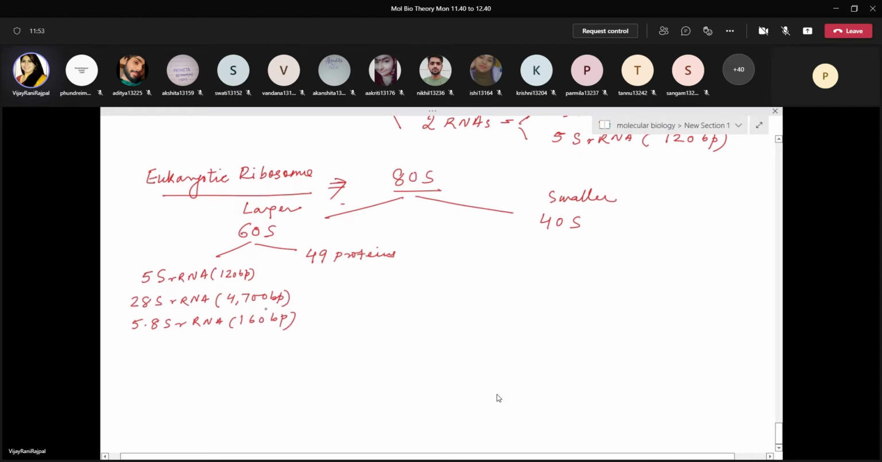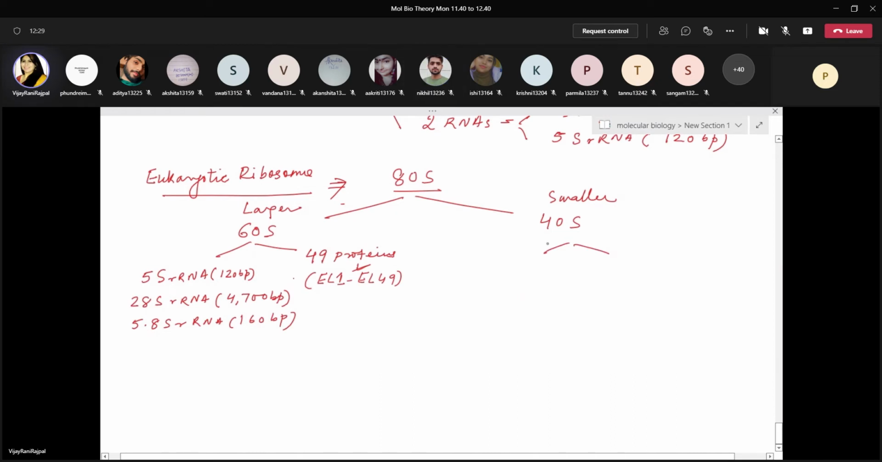All right, so 49 proteins, and these proteins are labeled as EL1 to EL49. E, the prefix, is for eukaryotes to differentiate it from prokaryotes. In prokaryotes, for larger subunits, we use just L. So here we are putting E to specify that these proteins are from the eukaryotic large subunit of ribosomes. Do you understand? Yes, ma'am. All right.